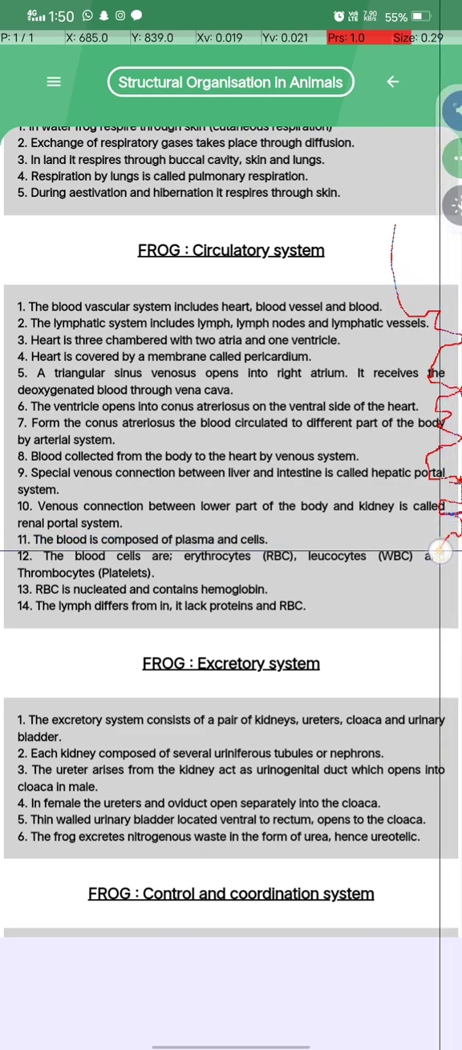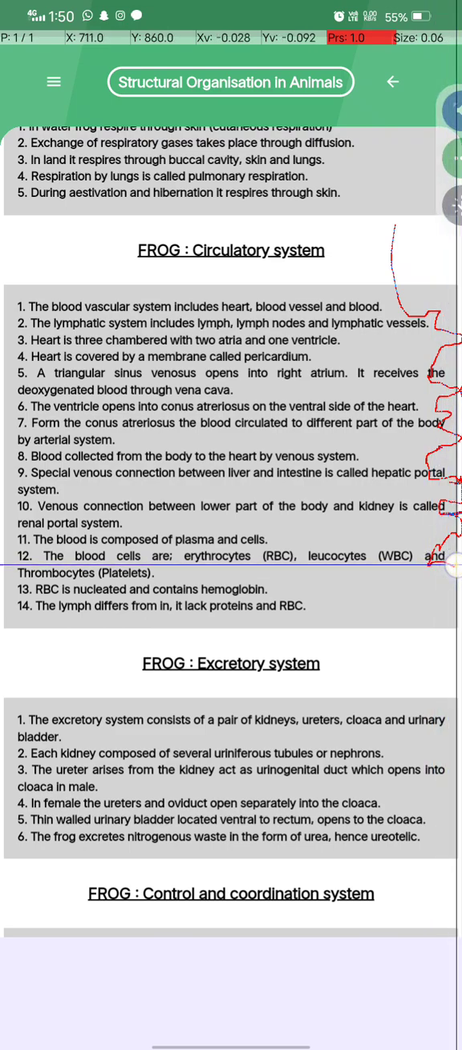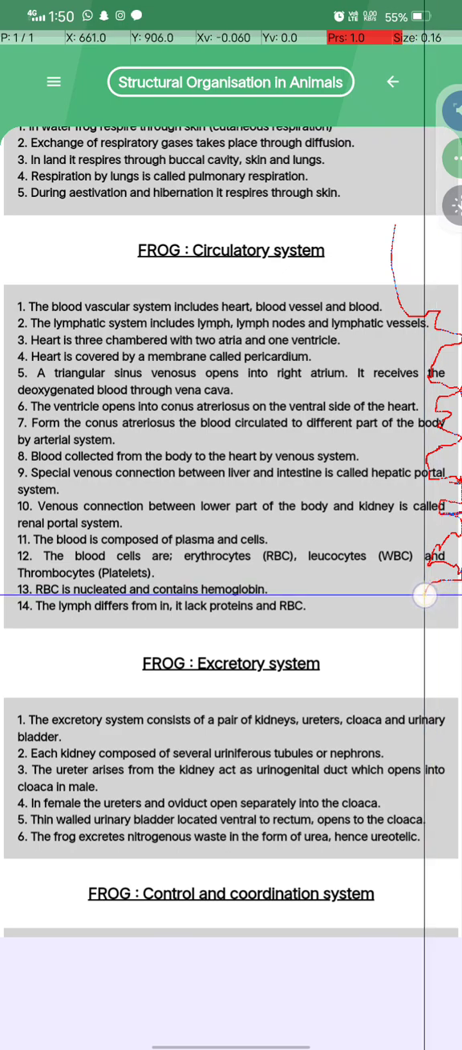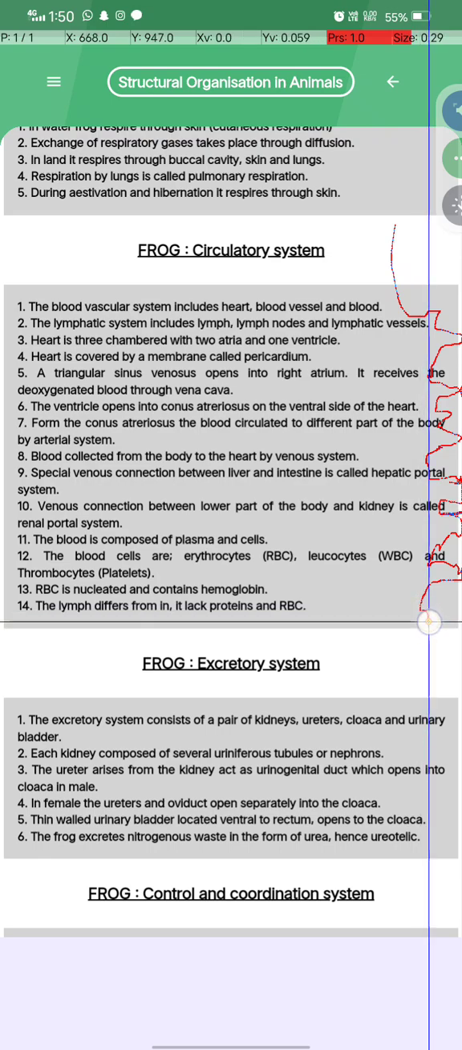The blood is composed of plasma and cells, and the blood cells are erythrocytes (RBC), leukocytes (WBC), and thrombocytes (platelets). RBCs are nucleated and contain hemoglobin, and lymph differs in that it lacks proteins of RBC.